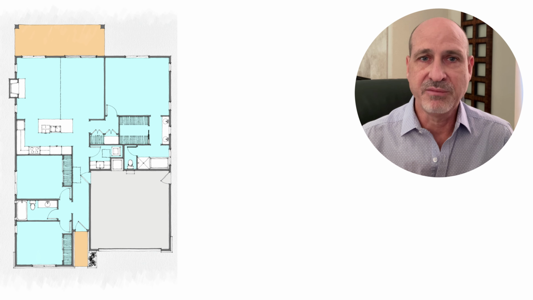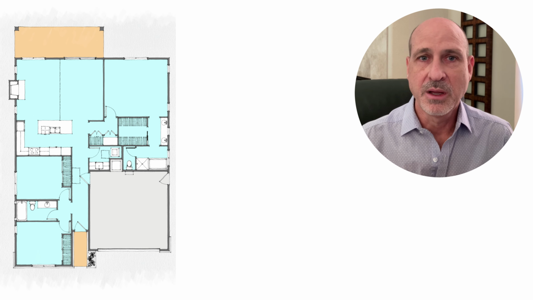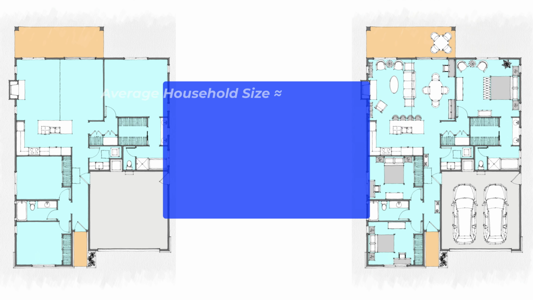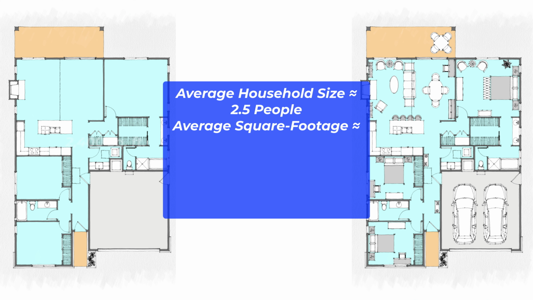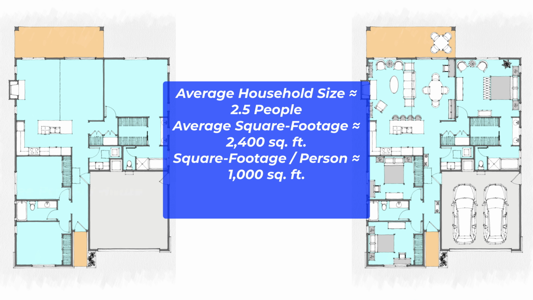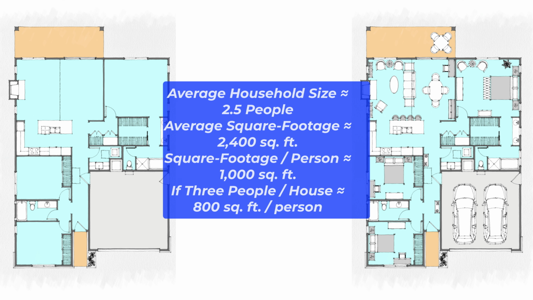Let's consider the average home size in North America. According to U.S. Census data, the average household size is 2.5 people. Since houses built today average 2,400 square feet, that equals about 1,000 square feet per person. Since half of a person isn't real, we'll assume the average house has 2 adults and 1 child, 1 adult and 2 children, or 2 adults and an older child who moved back home. 3 people in 2,400 square feet equals 800 square feet per person.